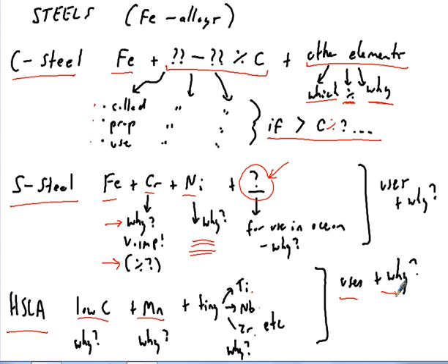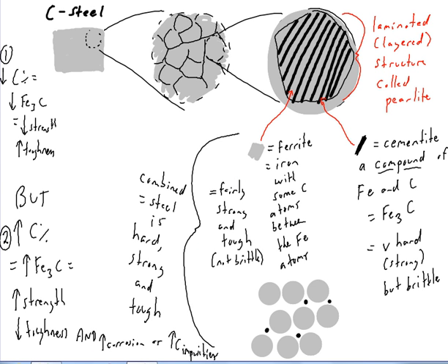Now this talk's going to be a little bit longer because I want to go into a bit of detail into steels, because even though you've done this study, you might not fully understand why these alloying elements change steel's properties the way they do. So we're going to look at carbon steel first.